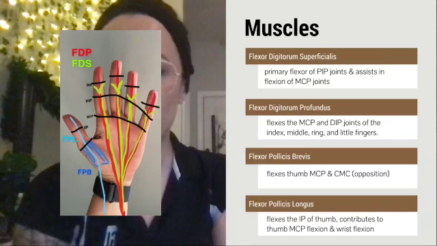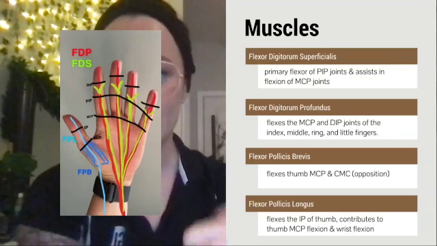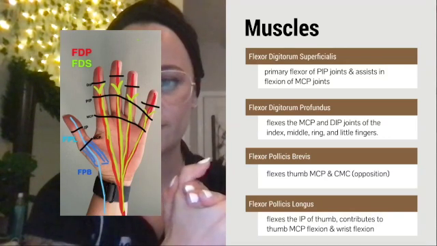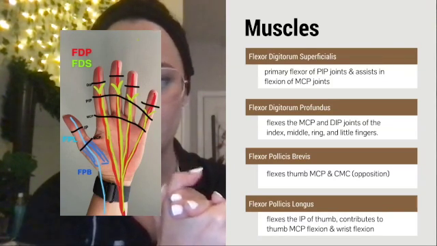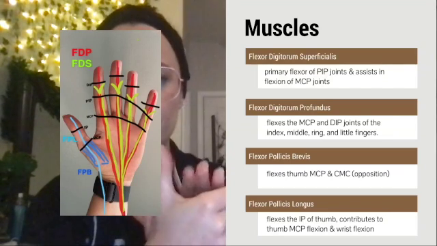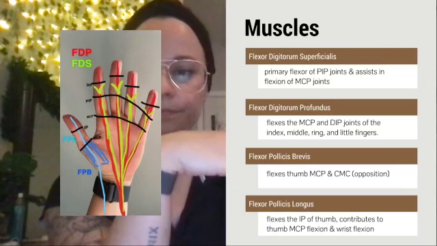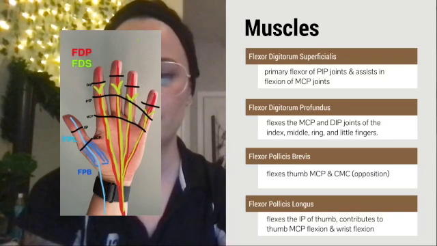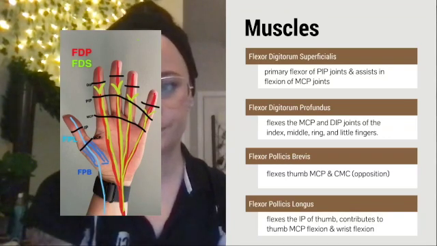The flexor pollicis longus, the FPL, in light blue there, flexes the IP of the thumb. Again, I'm going to joint block. This is my IP flexing through the movement and initiation of my FPL. The FPL also contributes to the thumb MCP flexion and wrist flexion. So these are the muscles that are affected by a flexor tendon repair.